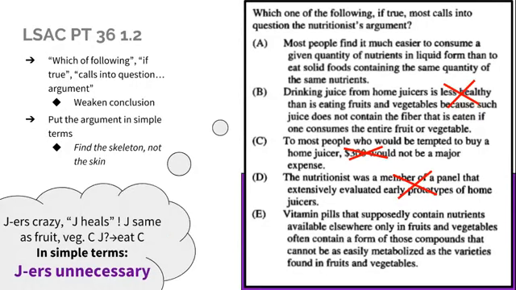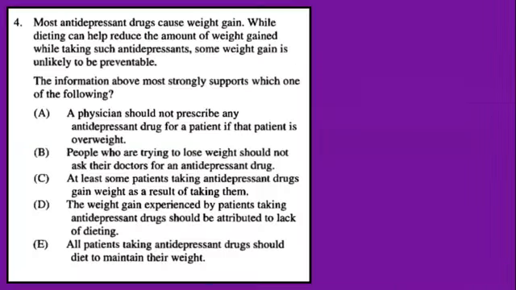Last one, vitamin pills. Already, we are not looking for anything about vitamin pills. We're just looking for things about juicers. Cross it off right there. And yes, the correct answer is A. So good job to everyone who got that.